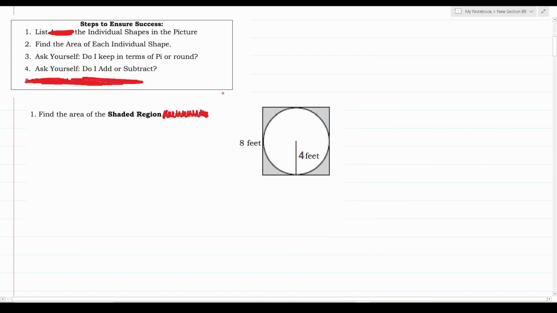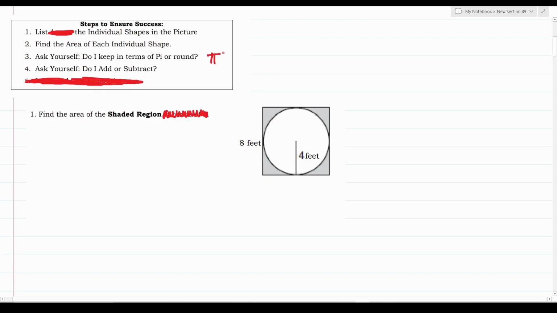All right, before we start this first question, I just want to go through these steps right here. These are not steps that you have to memorize. Rather, these are things you want to think about as you work your way through these problems. And the first step, as you can see, says list the individual shapes in the picture. So for example, in this first picture, we have a circle and a square. After that, it says find the area of each individual shape. So in this case, we'd be finding the area of the square as well as the circle. Then you want to ask yourself, do I keep my answer in terms of pi, or do I round? Well, let me say this.